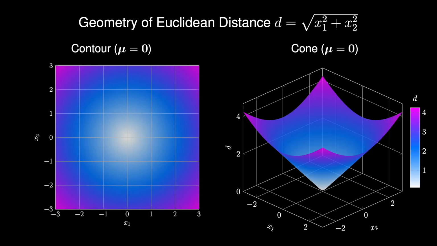Geometrically, the contour curves of Euclidean distance are perfect circles centered at the origin. In 3D, the surface establishes a symmetric cone equally steep in every direction, treating all dimensions identically.